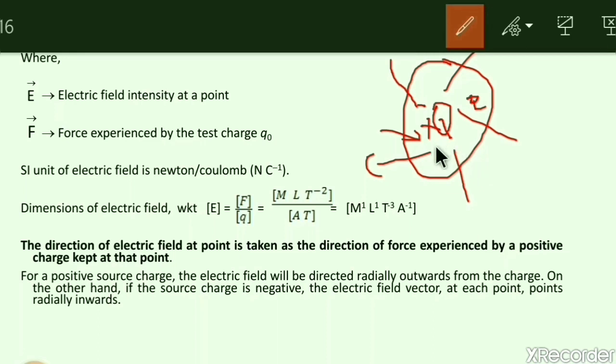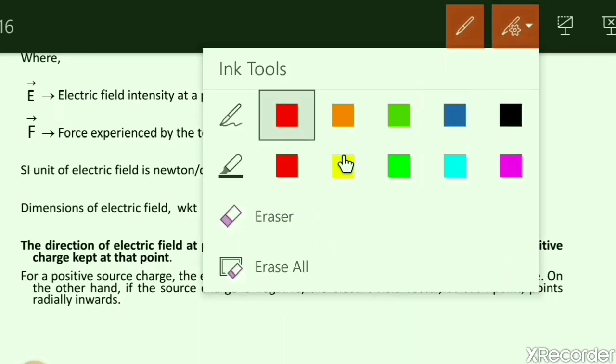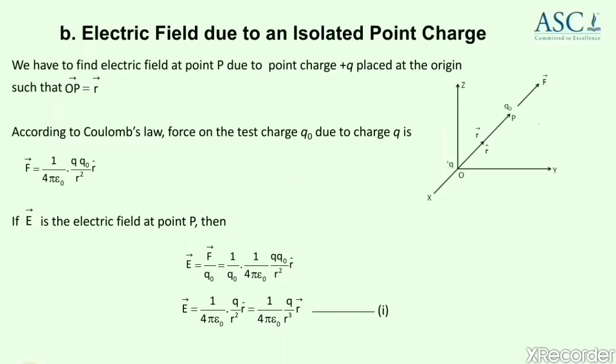And always remember its SI unit and dimension formula. See, now let us take up electric field due to an isolated point charge, which can be a 2 mark or 3 mark derivation, a small derivation. For this we have to consider a coordinate system. At the origin, I have taken a charge plus Q, and at a distance R, another charge Q naught, which is a test charge, is kept, and it is experiencing force as I have shown here.